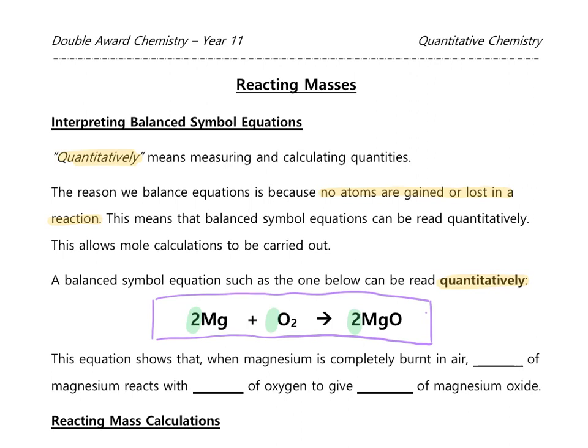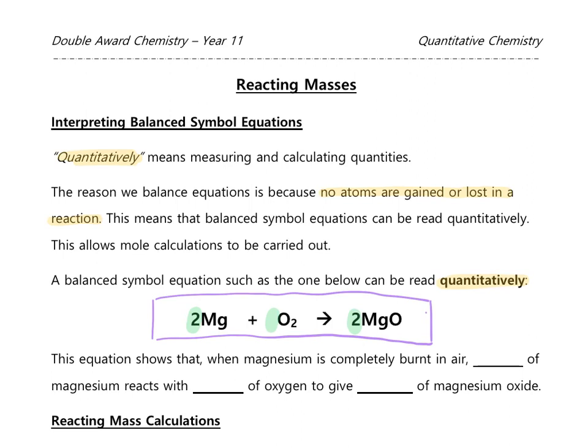So you could swap this for 4 moles of magnesium would react with 2 moles of oxygen to give 4 moles of magnesium oxide. It doesn't matter the amount of moles, it just matters that the ratios are right. But let's just stick with 2 moles of magnesium because that makes it a little bit easier.